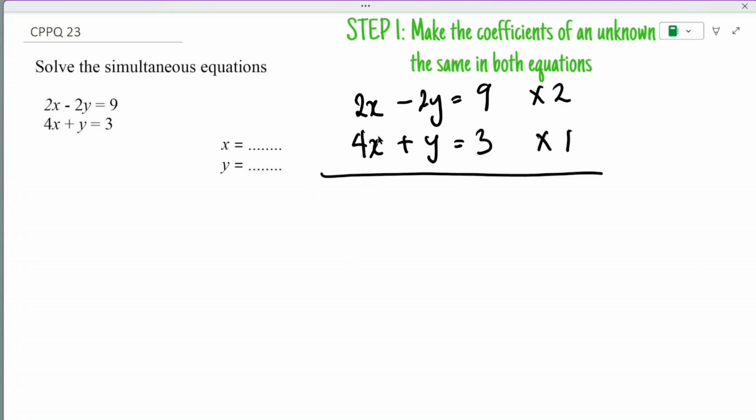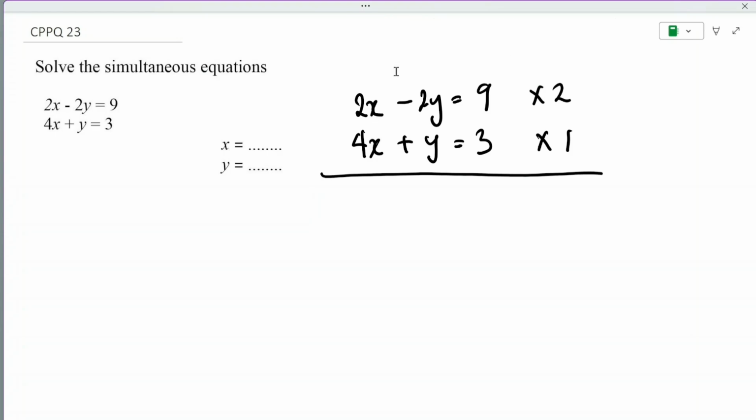We're working with the first step where we're trying to make the coefficients of the unknown x, in this case, the same in both equations. So we multiply everything in equation 1 by 2. You have this 2 times this 2x, it will give you 4x. The 2 times the 2 will give you 4. Then you join the x to the 4, that's 4x. That's why you need to be very strong with your algebra before you can be good enough to work on simultaneous equations. Then you have minus 2y times 2.